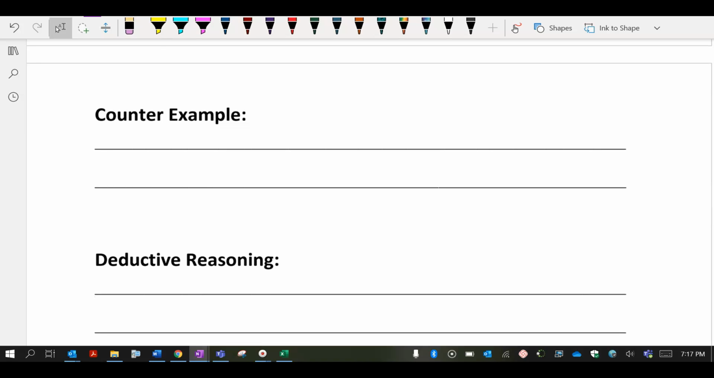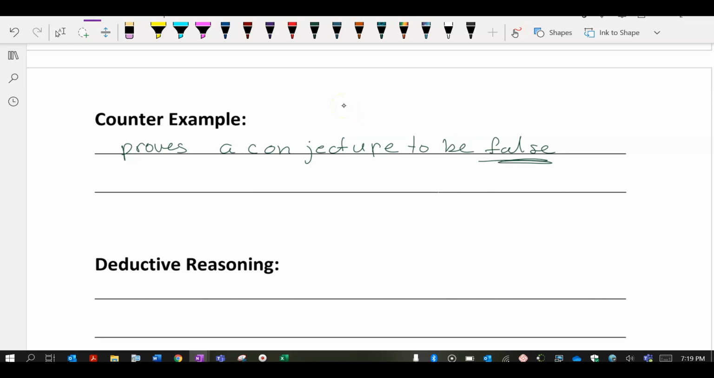All right, so a counterexample. A counterexample is just something that proves something false, right? It's kind of like a counteroffer. If you're putting a bid on a house, buying a new house, there are going to be counteroffers. So the counterexample proves a conjecture to be false. Remember, a conjecture is an educated guess, right? So it proves our conjecture wrong.